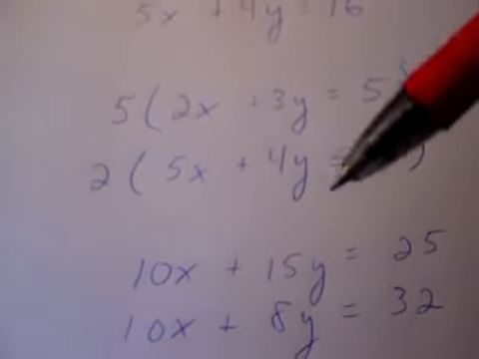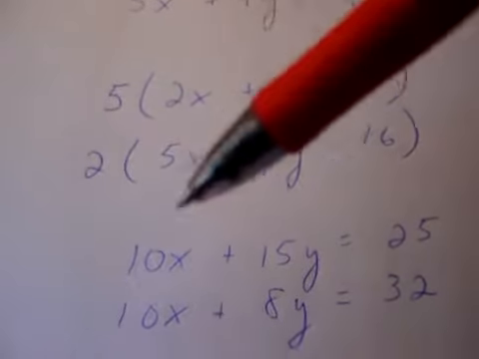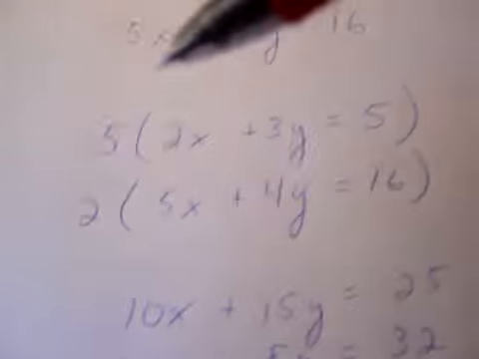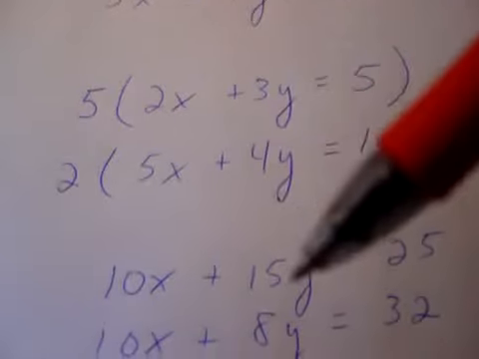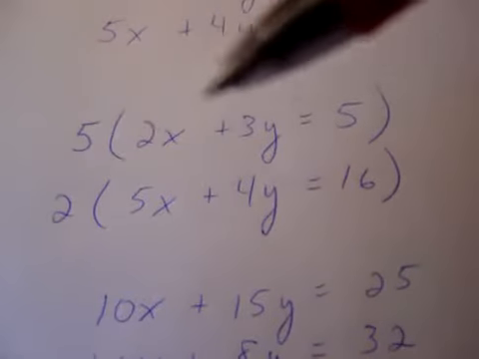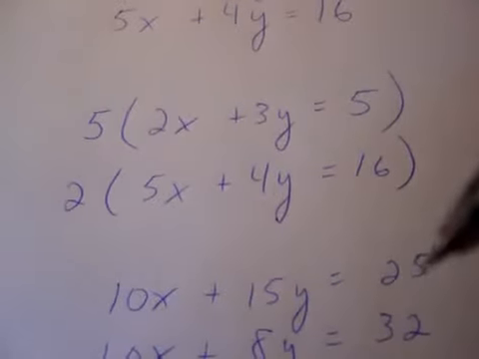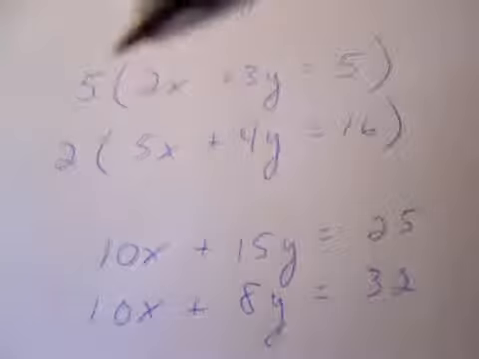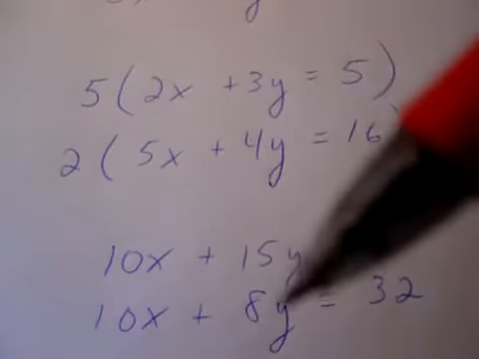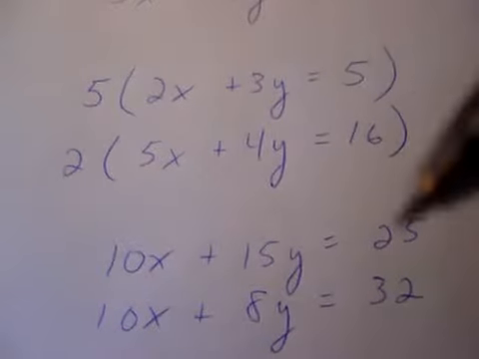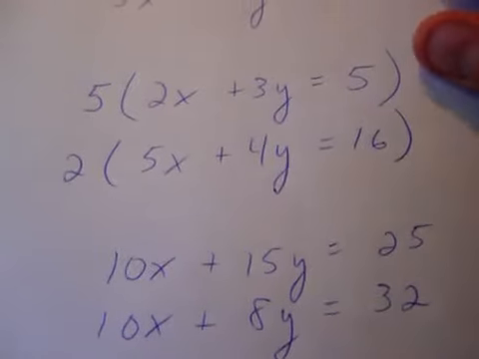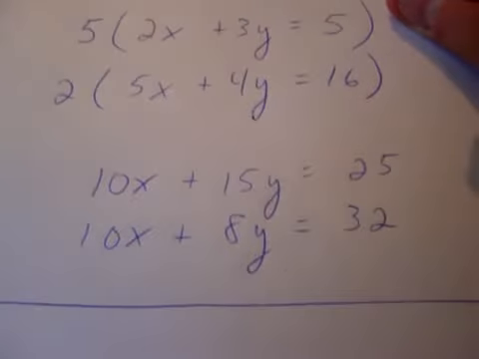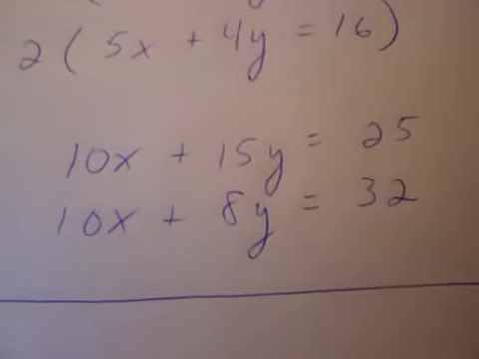Here we go. 5 times 2x gives us 10x. 5 times 3y gives us 15y. And 5 times 5 is 25. Here we have 2 times 5x is 10x. 2 times 4y is 8y, and 2 times 16 is 32. We did our distribution, we did our multiplication, now we're all set.